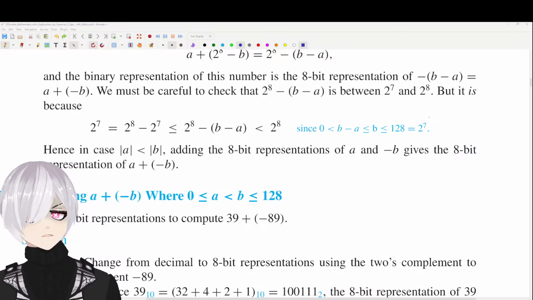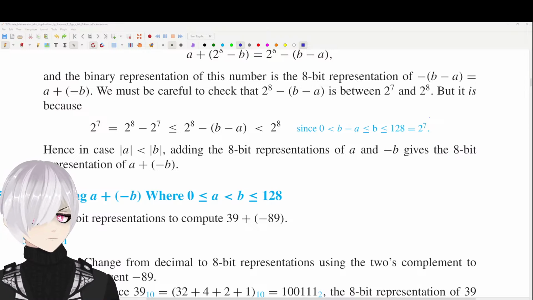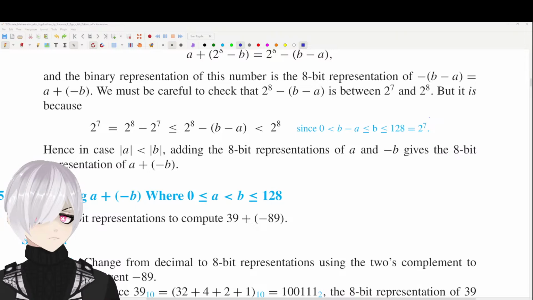I know they mentioned it only works if the sum is within the range of, in this case, negative 128 and 127.